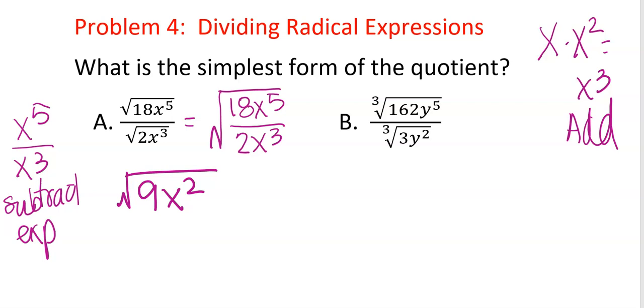So now we are done with the fractional part. Now we need to simplify the rest. What's the square root of 9? 3. What's the square root of x squared? X. Because remember, you're looking for pairs when that outside number is a 2, and 3x is your answer.